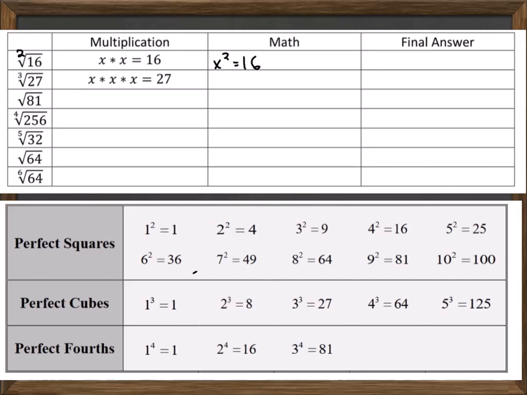Notice that I've reproduced this table down here. We're looking for perfect squares. What number times itself gives us 16? Well, notice it's right here. 4 times 4, or 4 squared, is equal to 16. Therefore, I can rewrite this as 4 times 4 is equal to 16, so the square root of 16 is 4. My final answer is 4.